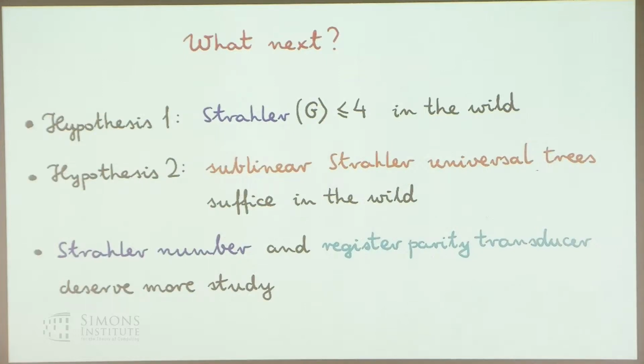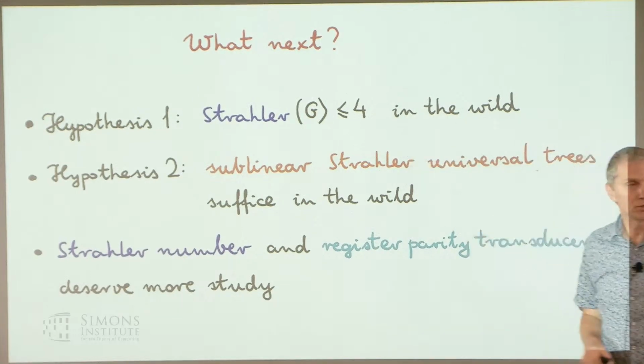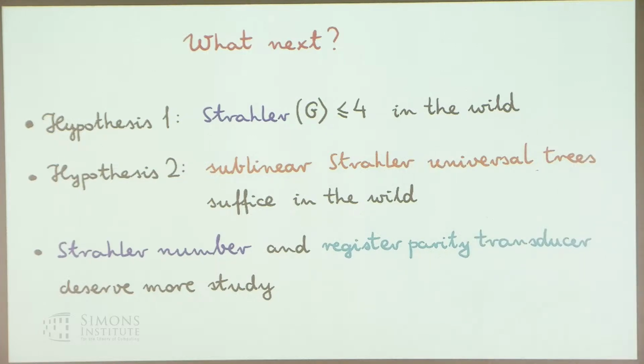So what next? I have two hypotheses. What is a hypothesis? It's something that you test empirically. So this needs to be tested properly. We have some preliminary results which suggest these, but they have to be tested more robustly. In the wild, the Strahler number of a parity game is at most 4. 99% of benchmarks in Karen's collection have Strahler number at most 4, parity games with millions of vertices included.